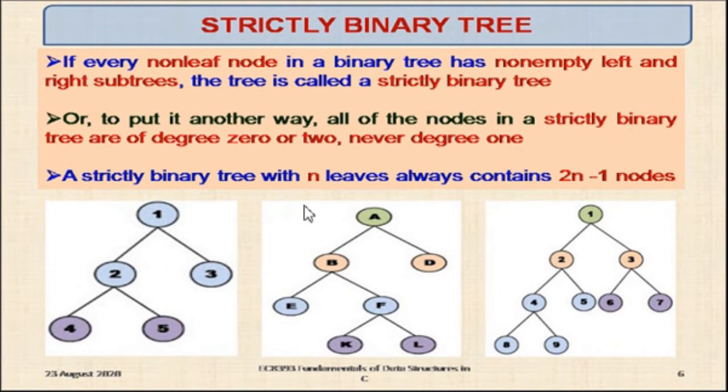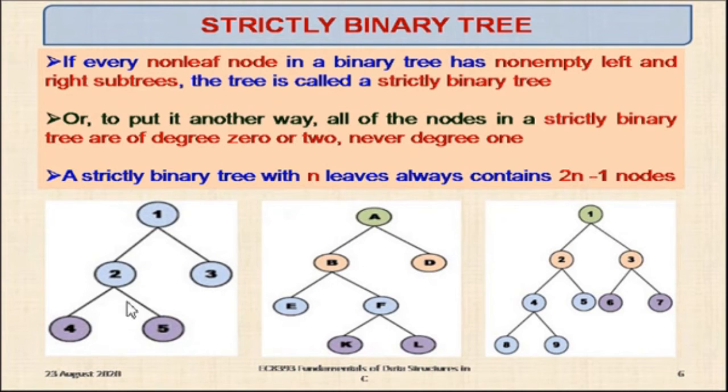There are different types of binary trees: strictly binary tree, full binary tree, complete binary tree, like that. So now let us see what is a strictly binary tree. If every non-leaf node in a binary tree has non-empty left and right subtrees, the tree is called a strictly binary tree. That means every non-leaf node.